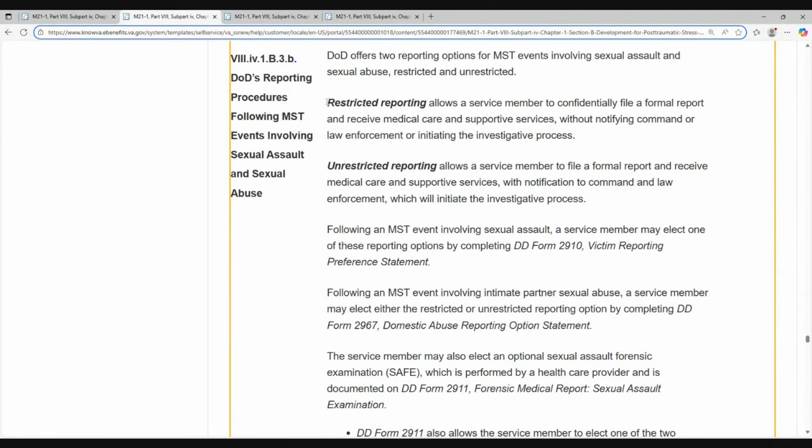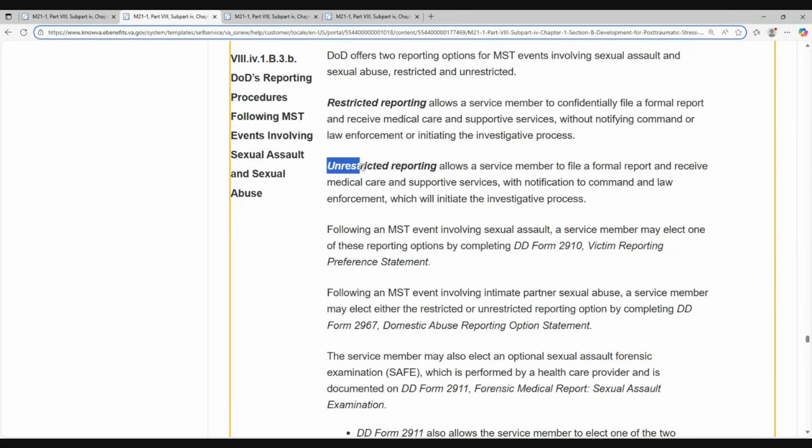Now, if you had a restricted report and you can't find it in your records, then with your claim, you might need to tell the VA that you filed or had restricted reporting for the MST claim. The reason you'll want to do that is because they'll probably have to go to the place where you were stationed and get those records from the DoD, because those restricted reports would be within the facility and not within your records. So please keep that in mind.